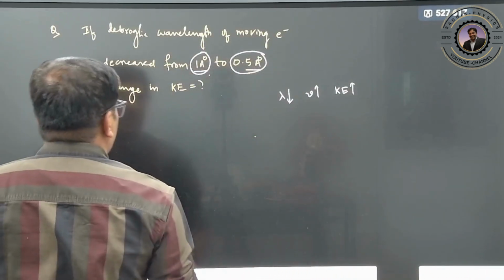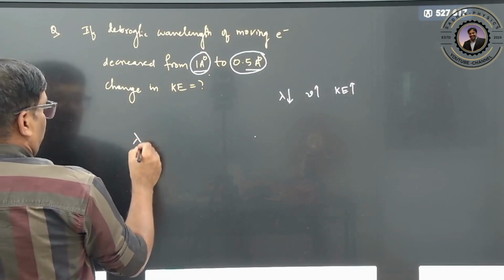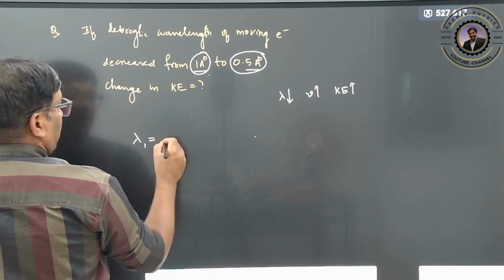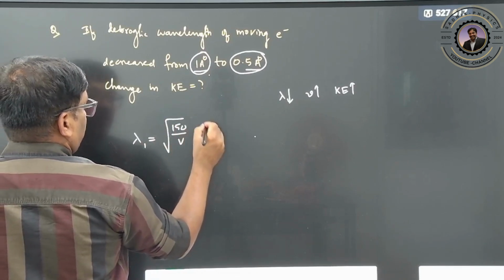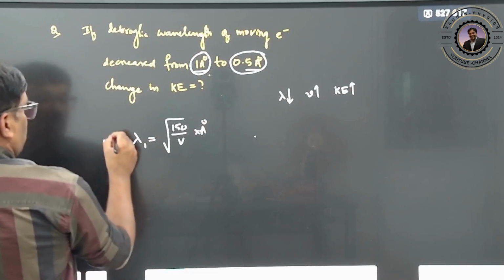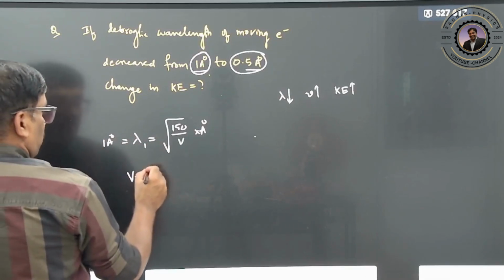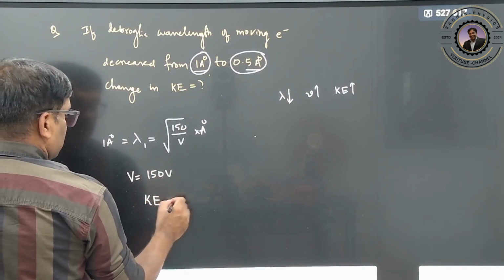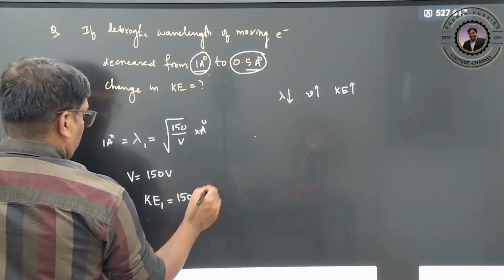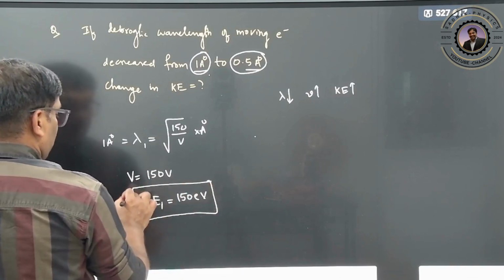We can use it for 1 angstrom. Therefore the wavelength for 1 angstrom can be written as root of 150 divided by the wavelength in angstrom. So for 1 angstrom, squaring, V is equal to 150 volts. So the initial kinetic energy is how much now? 150 electron volt. Understood? That is how it is simply written.